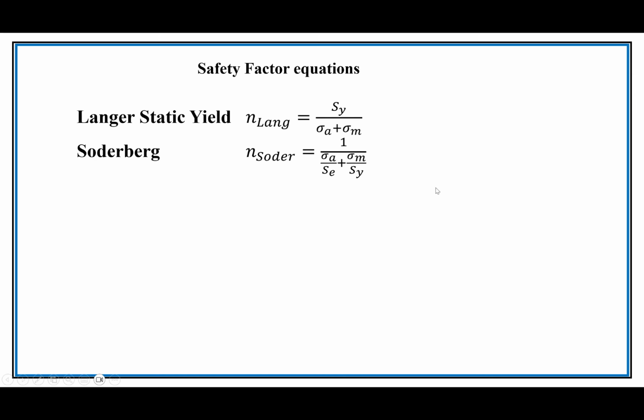Soderberg, not written here yet, but it is still that apples to apples type of thing where you're comparing, here's the alternating and the endurance strength, and now you're taking the mid-range and taking the yield strength instead, right?